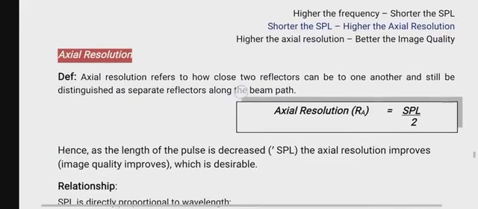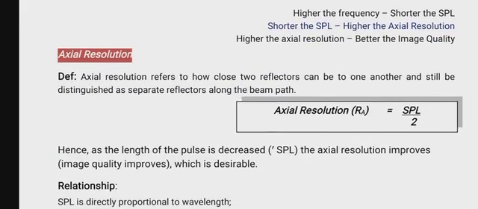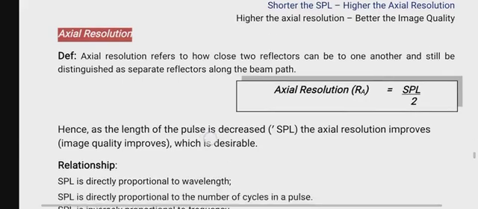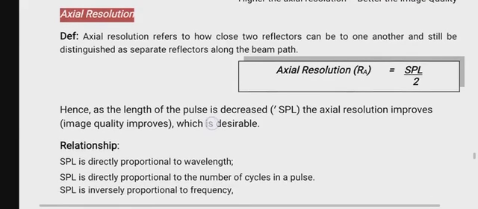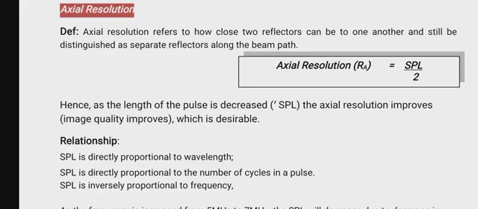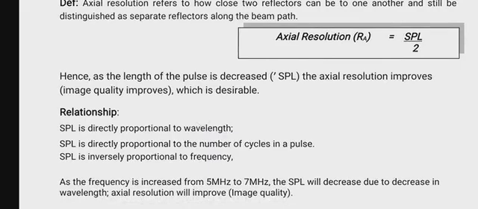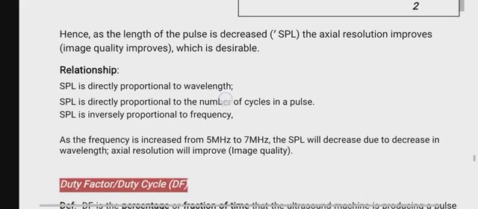So let's do a quick peek at axial resolution. Axial resolution refers to how close two reflectors can be to one another and still be distinguished as separate reflectors along the beam. The simple formula for that is SPL divided by 2. As the length of the pulse is decreased, the axial resolution improves, which is desirable, of course.